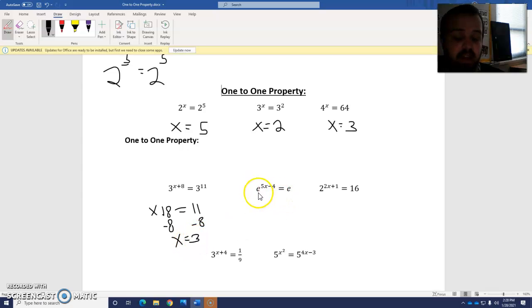Over here, I have the same thing. e to the 5x minus 4 equals e. Remember, if I don't see an exponent, it means secretly there's a 1 there. So I can say, all right, 5x minus 4 has to equal 1, based off this one-to-one property. And then go ahead and solve. I add 4 to both sides, divide by 5, and I'll get that x equals 1.